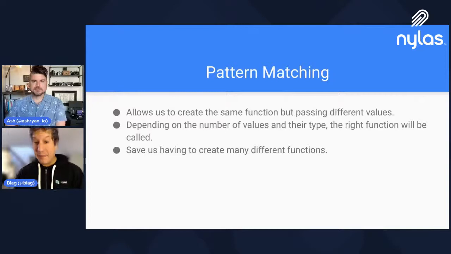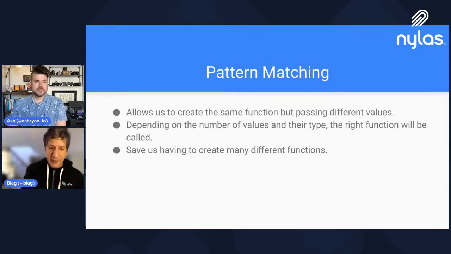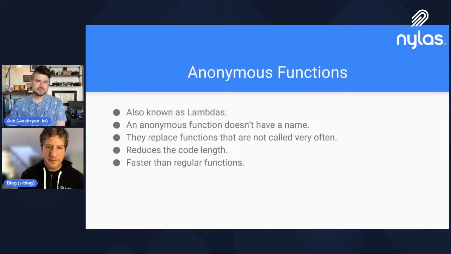We also have pattern matching, which allows us to create the same function, but passing different values. So you can have a function called sum, for example, which is going to sum two values. But then you can also have sum, which is going to sum 3 values or no values. So instead of creating different functions, or having a function that has an if to check whatever you're passing as parameters, you simply call the same function, and depending on the parameters, it's going to behave differently. We're going to see an example at the end, but it's very interesting.